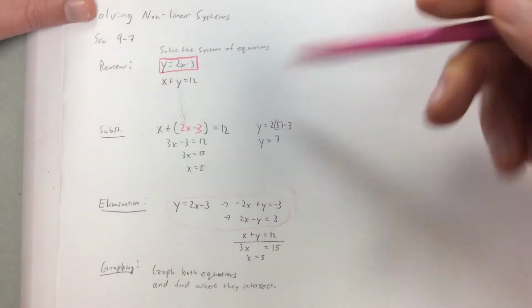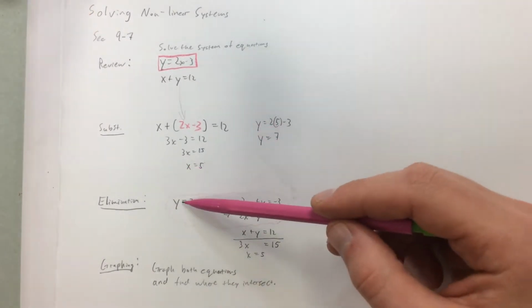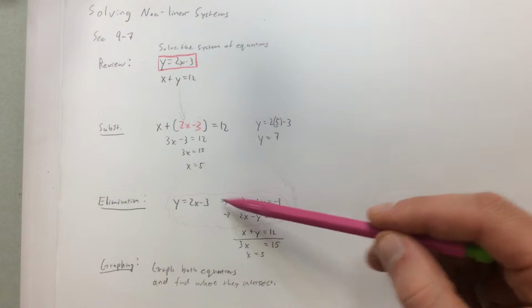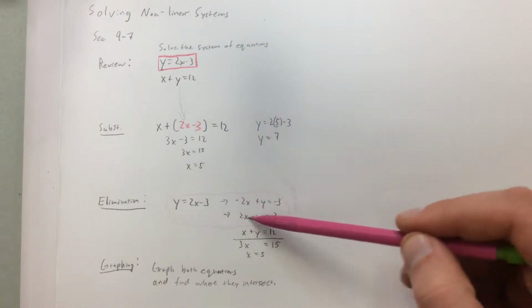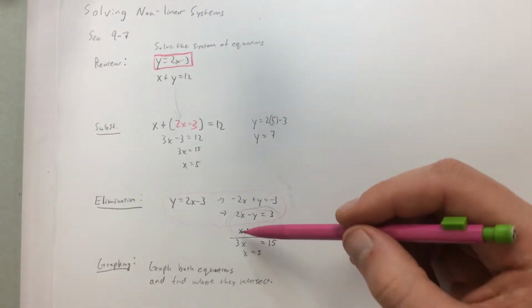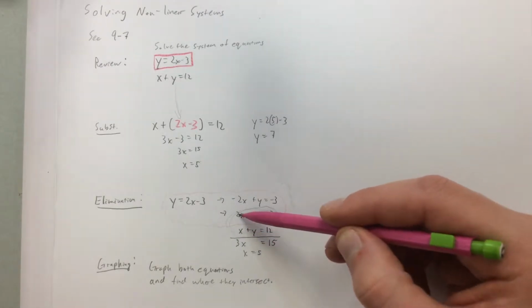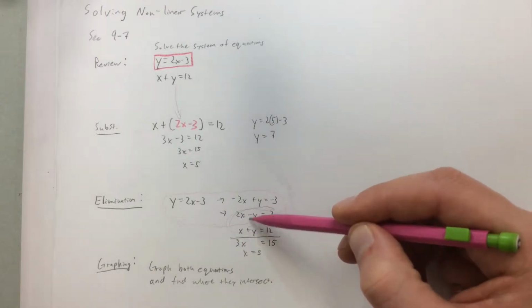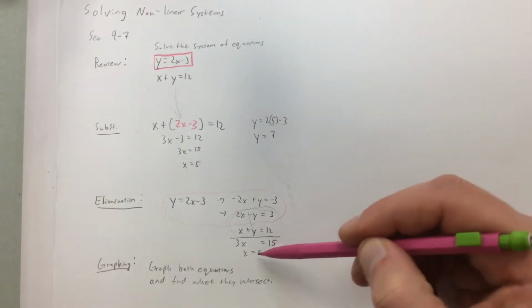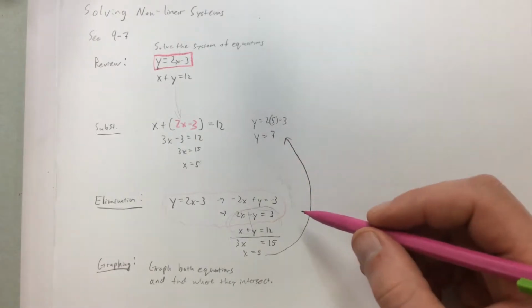The other way we're accustomed to is elimination. For elimination, I'm going to take y equals 2x minus 3 and change it around a little bit. So I subtracted 2x from both sides. Then I multiplied by negative 1. Now I have a system of equations here, and I can add straight up and down, and if I do that, the y's will cancel out. So now I've got 2x plus x equals 3x. Negative y plus y, those cancel out. And I get 3 plus 12 is 15, so x equals 5. From here, same thing, back substitute and solve.